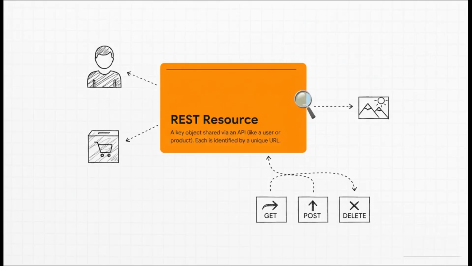The absolute heart of REST is this idea of a resource. Now, a resource can be literally anything: a user profile, a product in a store, a photo. And every single resource gets its own unique URL, something like api.com/users/123. You then use standard web verbs like GET to read it, or POST to create a new one, or DELETE to get rid of it.